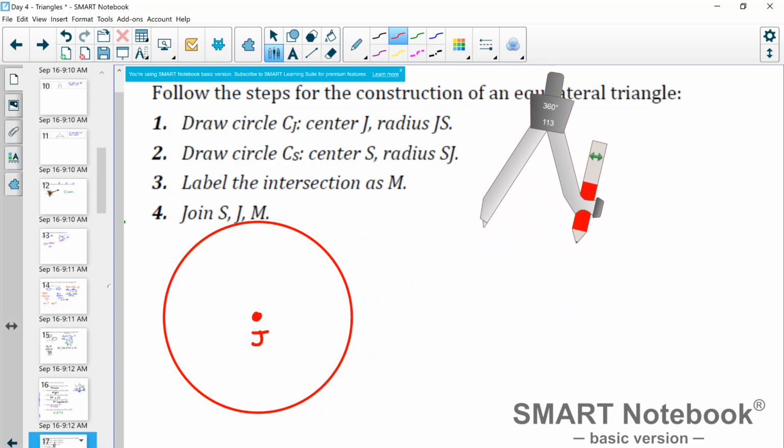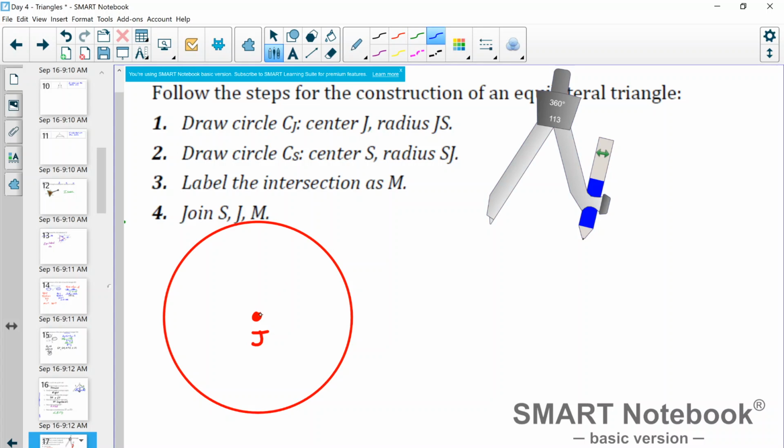Now the radius is from the center point of a circle to any point on the edge of the circle. So here we're just going to put a little dot on the circle somewhere, and we're going to say that is point S. So from J to S is what's known as a radius. It's from the center of the circle to the outer edge of the circle.